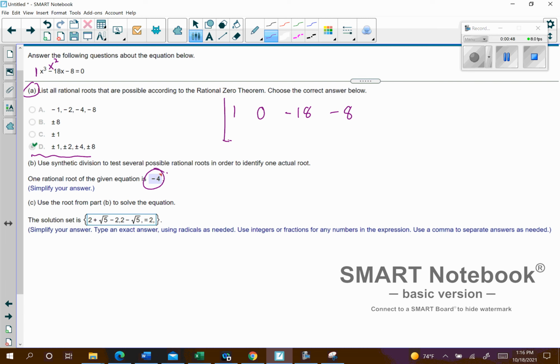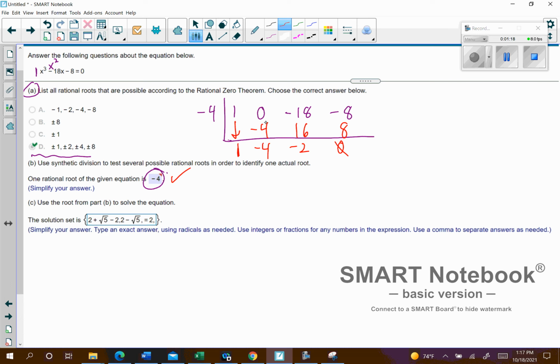Give myself a little bit more room. Here we go. All right, so I put my negative 4 here. So now we're doing the synthetic division process. So we drop the 1. 1 times negative 4 is negative 4. Negative 4 plus 0 is negative 4. Negative 4 times negative 4 is 16. Add that together is negative 2. Negative 2 times negative 4 is 8. Add that together and we get a 0 there. So we know that that's one of my solutions.